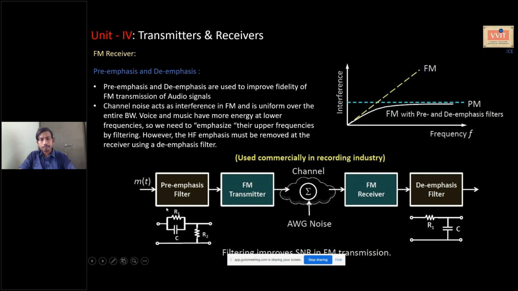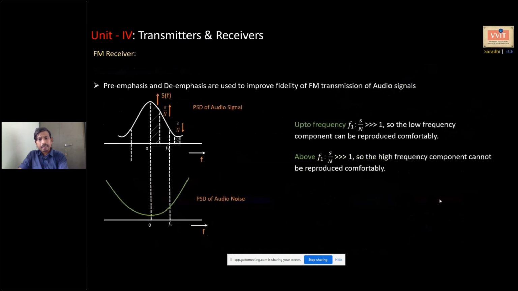So what is a pre-emphasis filter? A pre-emphasis filter is essentially a high pass filter which gives high gain, boosting high frequency components, and this kind of circuit can be a passive circuit, or active circuits can also be used. And de-emphasis is the opposite effect of pre-emphasis. A low pass filter or integrator is used as the de-emphasis filter. Let us understand it in a better way.